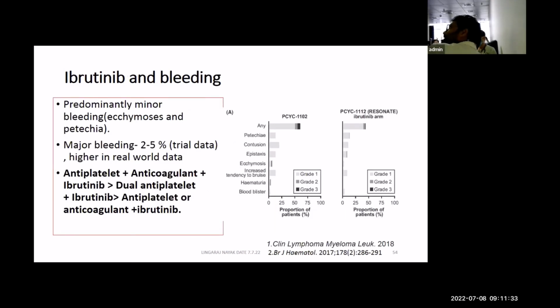Now coming to bleeding, right? If you see, predominantly the bleeding is minor, ecchymosis and petechiae. You don't see major bleeding like SDH, bleeding from the lung, hematuria. Of course they are there, but I have shown you those percentages. But if you see, mostly they are minor bleedings.